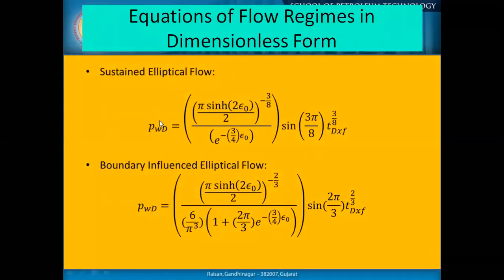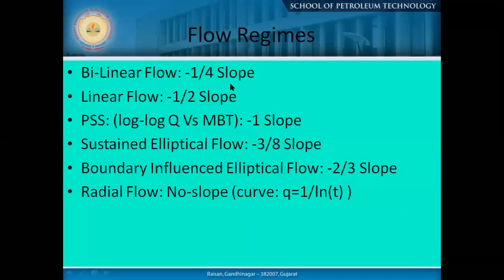Then if we see the sustained elliptical flow, that we haven't discussed in the last class, if it is there, then the power would be 3/8. So that means each and everywhere, depending on your slope, you could understand what type of flow is occurring inside your reservoir. Boundary influence elliptical flow, this would be also 2/3. Okay, so that means you see we are trying to plot pressure versus your specific time in a derivative plot. Okay. So now these are just slopes, flow regime.